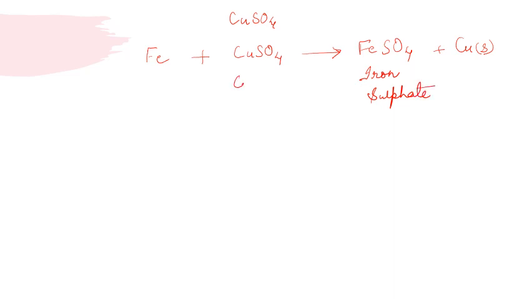This is copper sulfate. So this is showing a displacement reaction. Iron being more reactive than copper, it replaced copper, and the copper thus released got deposited over the knife in the form of a reddish brown layer.